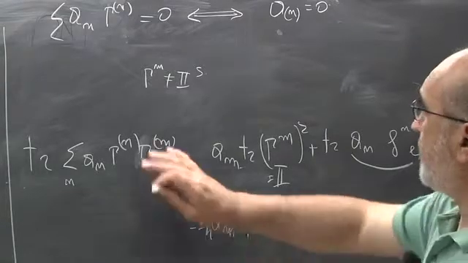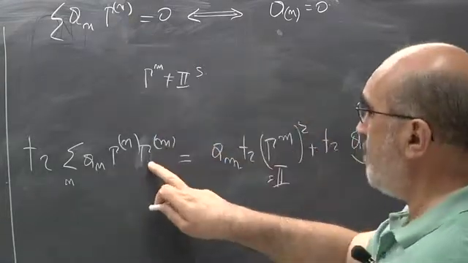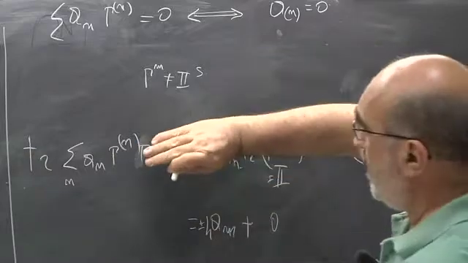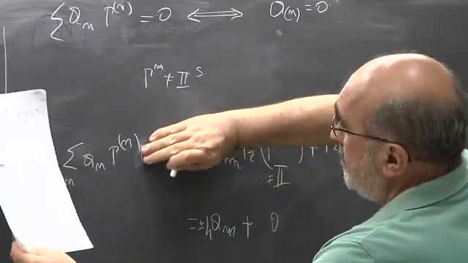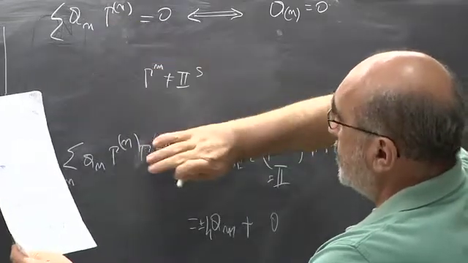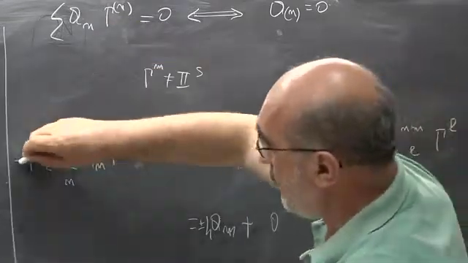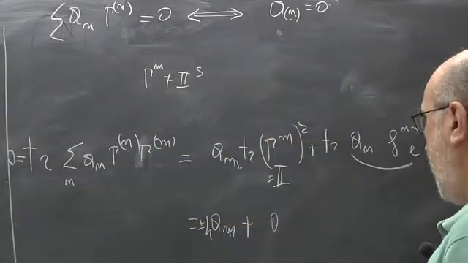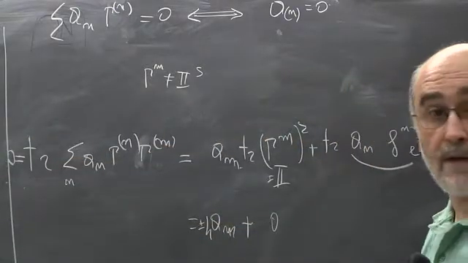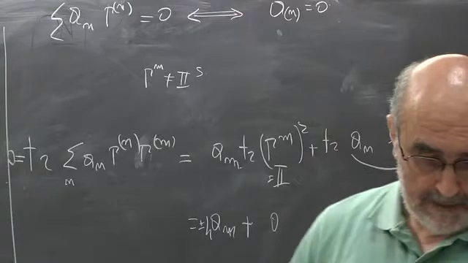But I started from a quantity that was 0, I multiplied by this, so I have started with the quantity before taking the trace and before multiplying from a quantity that was 0, okay, so this quantity is 0. That means this quantity is 0, and this tells you that the coefficients are 0, okay?